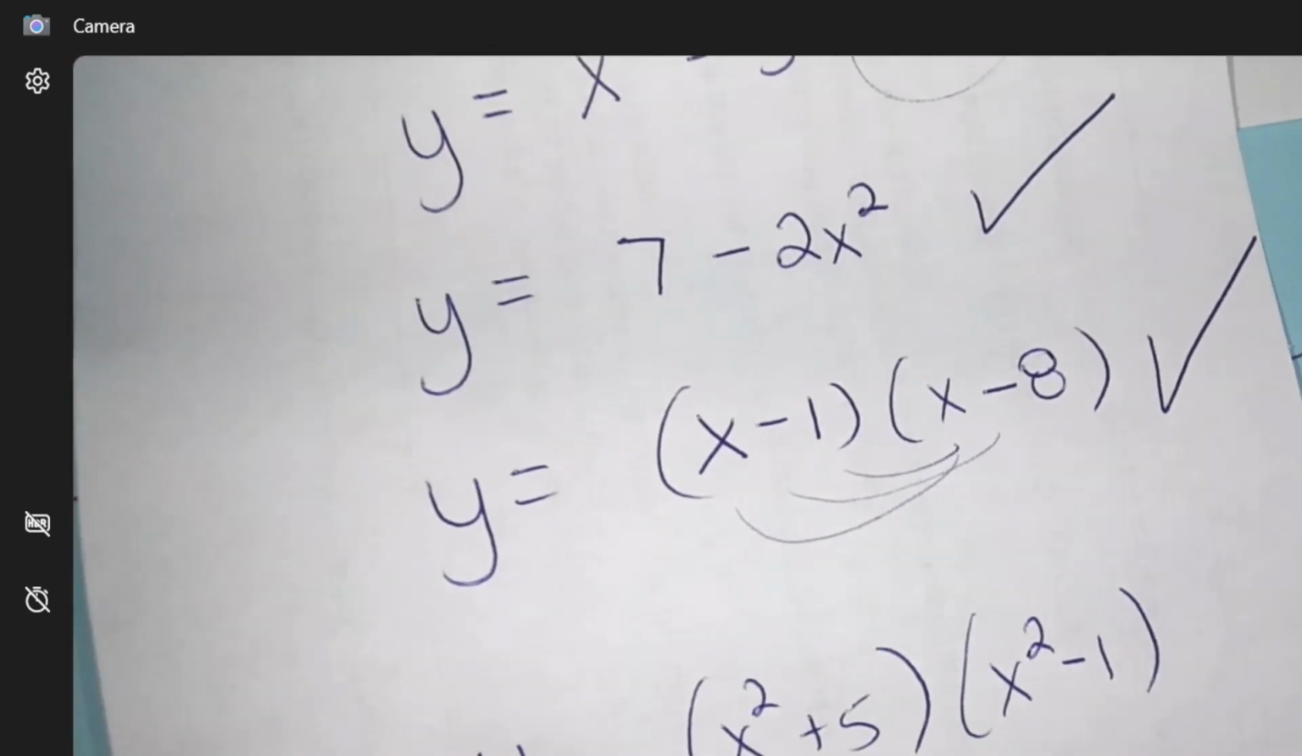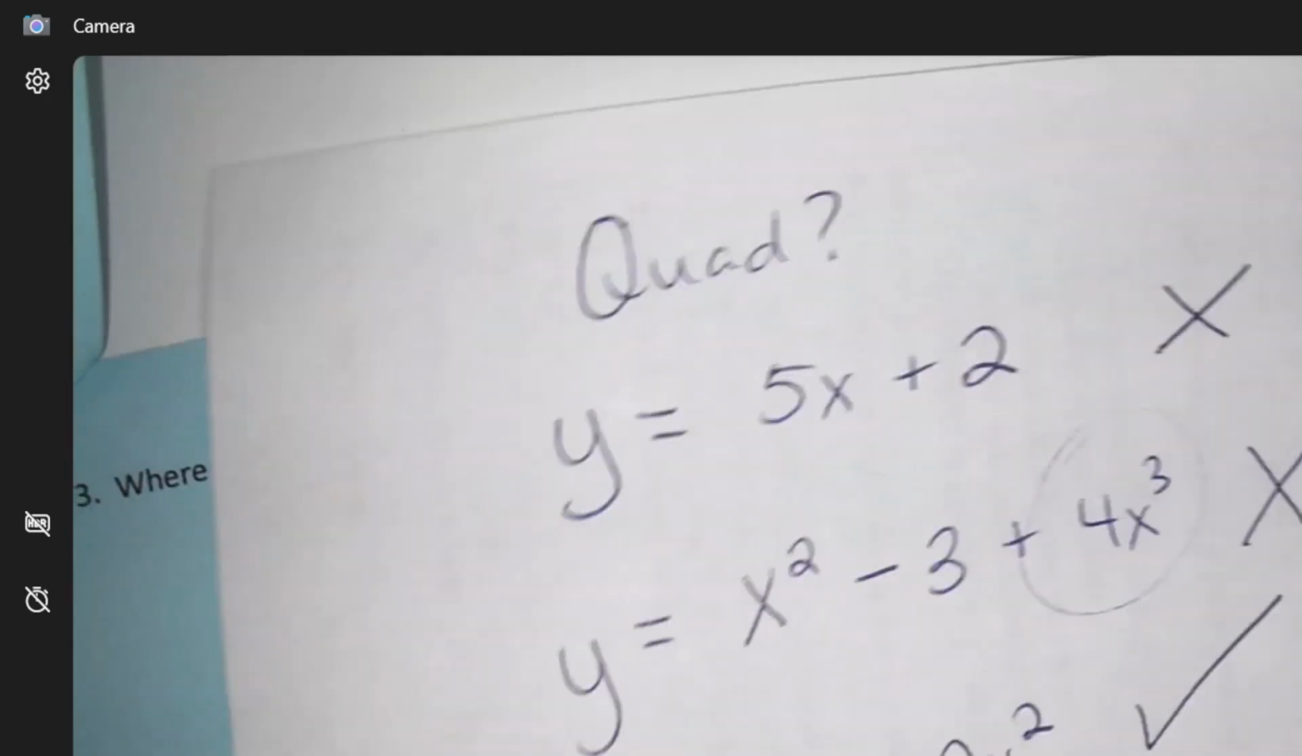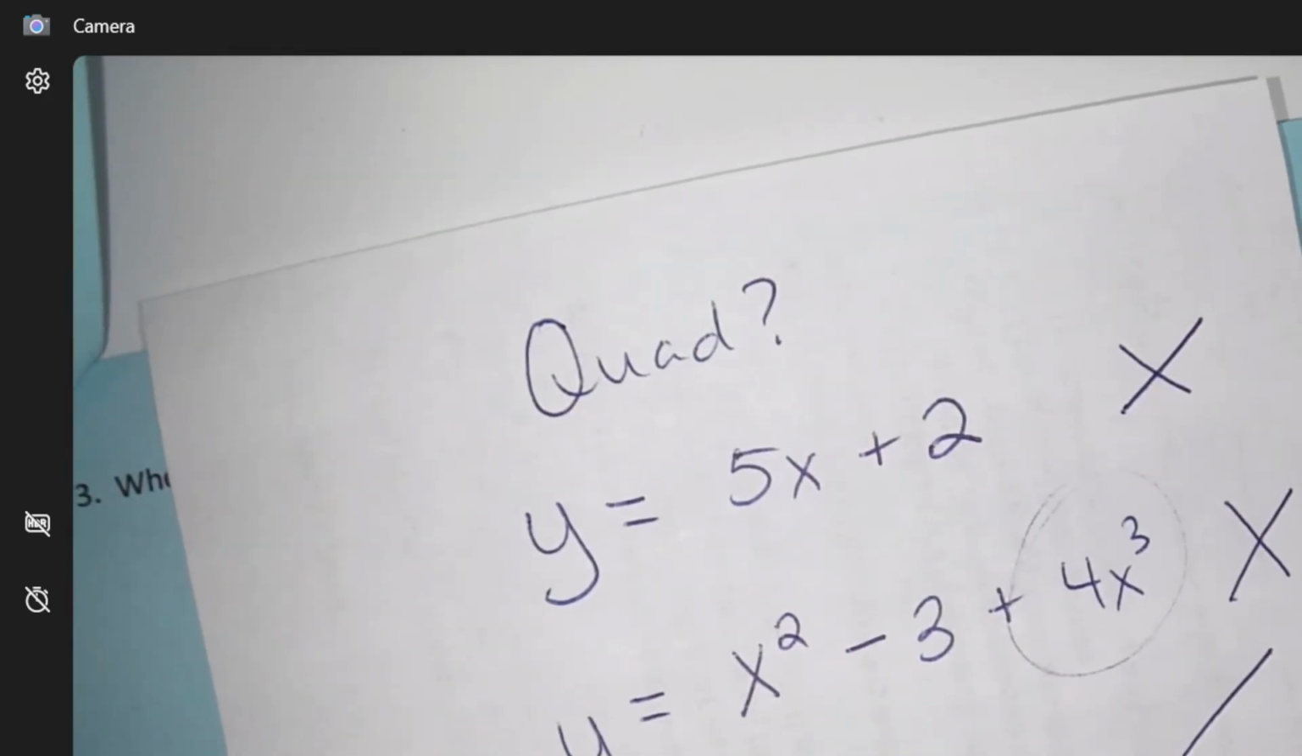Yes or no, is it a quadratic? It is not. And the reason is, if I FOIL it, it would actually make it x to the 4th degree. So now that's not a quadratic anymore. Okay, so that's kind of a test question, just a yes or no. Does this look like a quadratic equation or not?